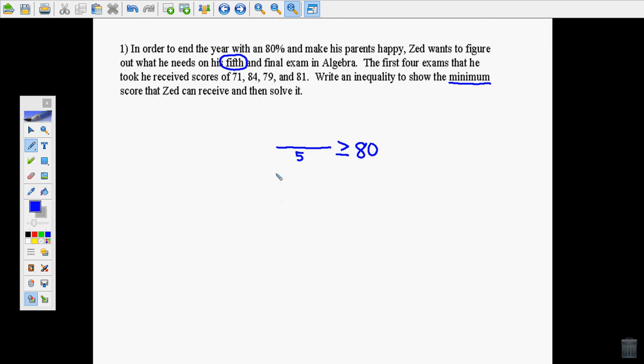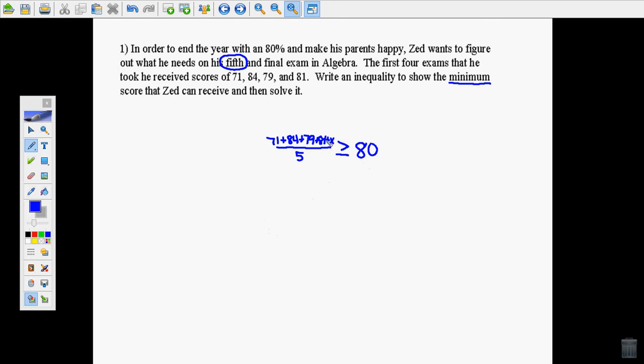Okay, so now let's add all those scores together. Well, we've got these 4 scores. So we've got 71 plus 84 plus 79 plus 81. That's 4 of them. But what's the 5th one? Well, we don't know what the 5th one is. That's what we're trying to figure out. And so that's where our variable comes in. So plus x, those 4 plus x divided by 5 has to be greater than or equal to 80. So now we just need to solve that inequality.